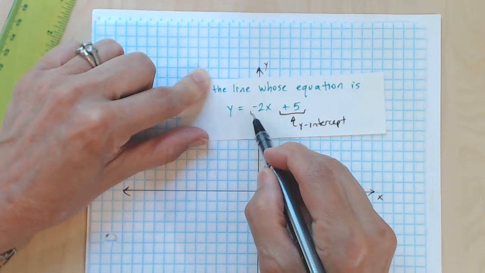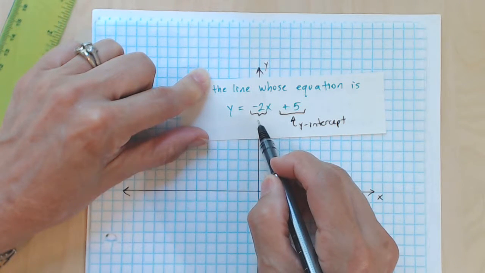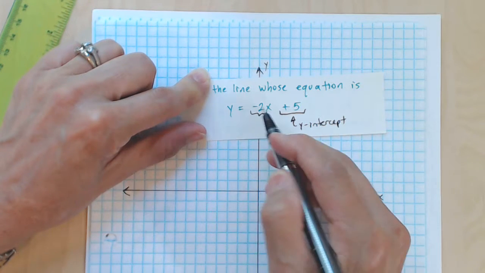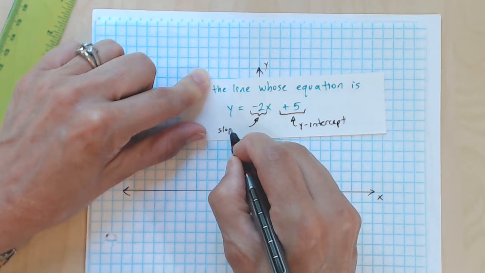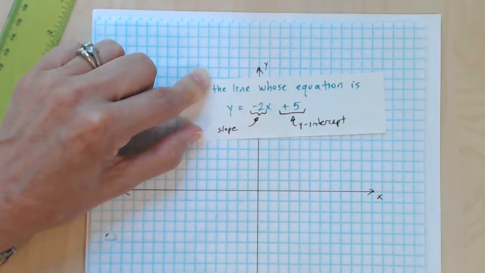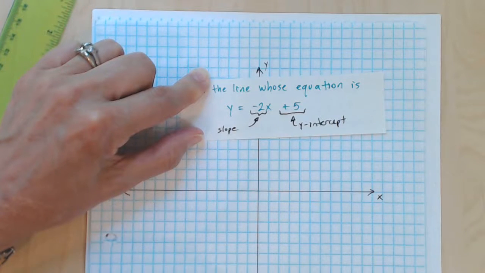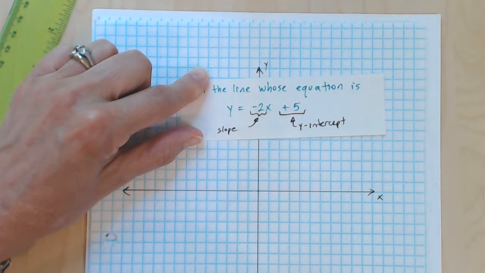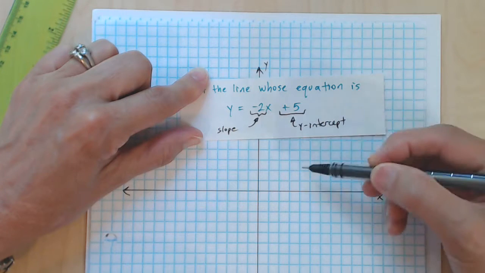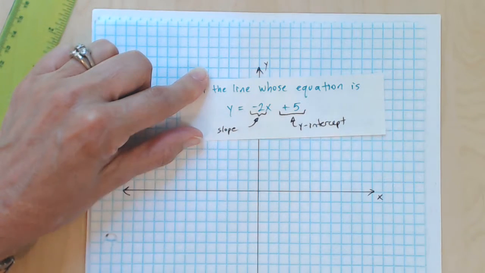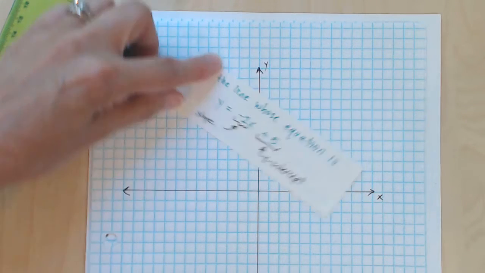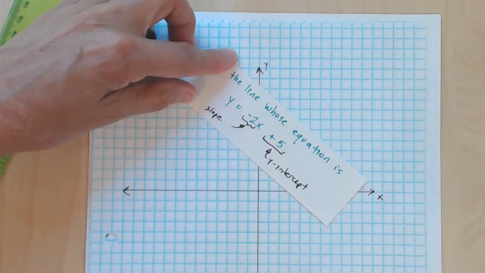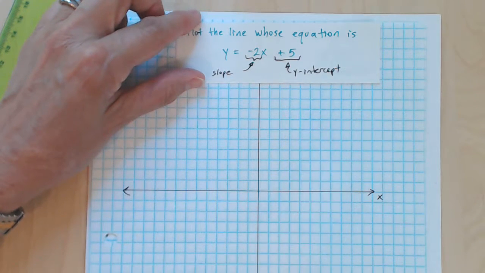Over here, this negative 2, which is the coefficient on the x term, is our slope. This slope is going to tell us how steep the line is. It's the gradient, the rise over the run, in other words, the change in the y values compared to the change in the x values, and that has a value of negative 2. So we know we're going to have a negative slope, which means that it points down as we go from left to right. So let's see what it looks like to graph this.